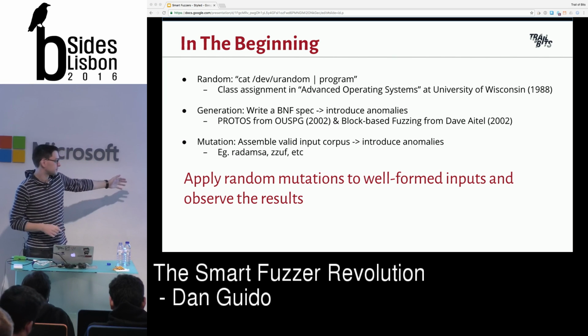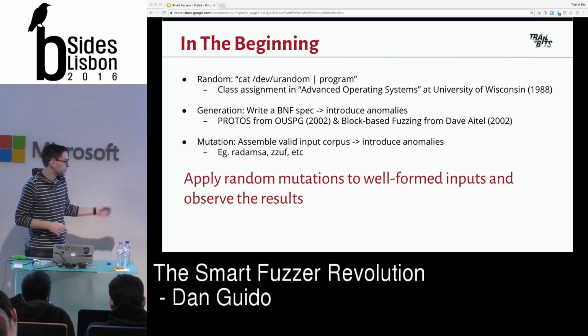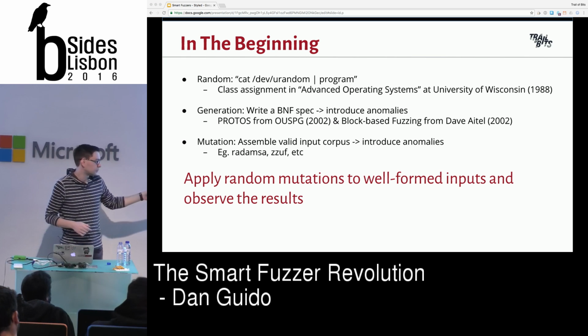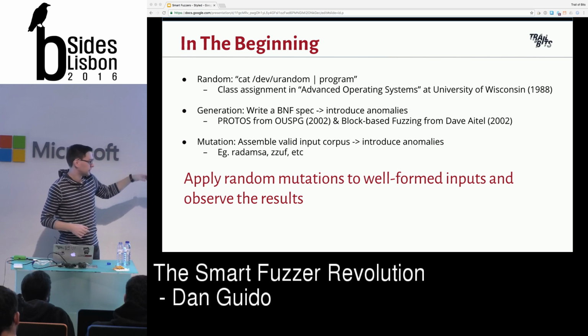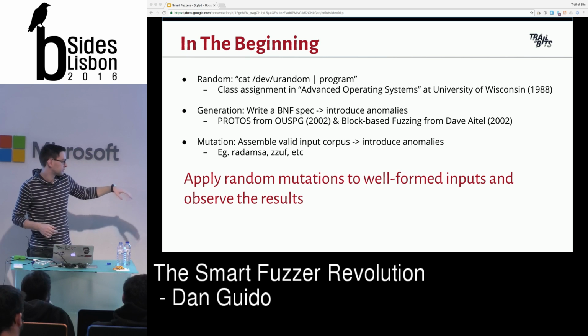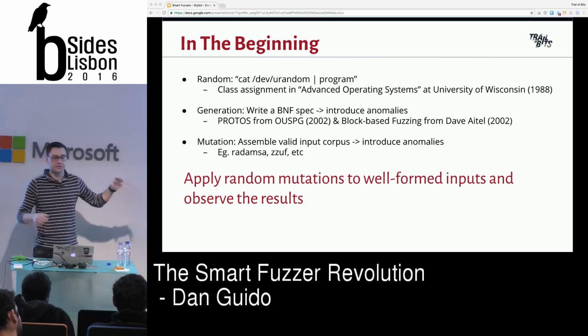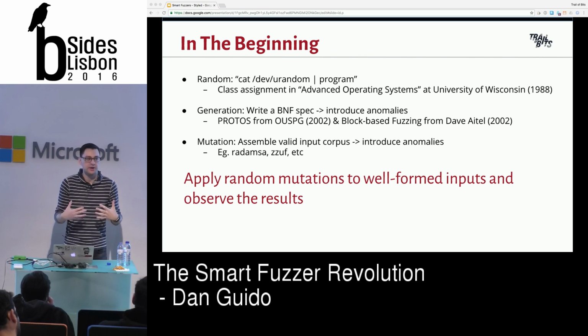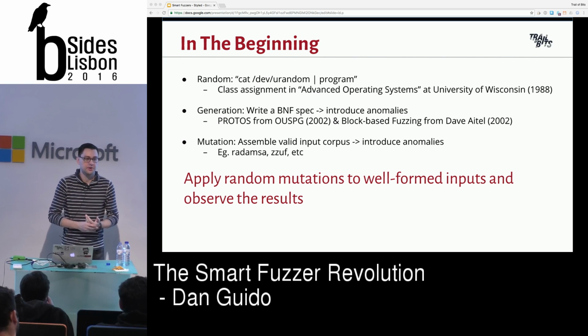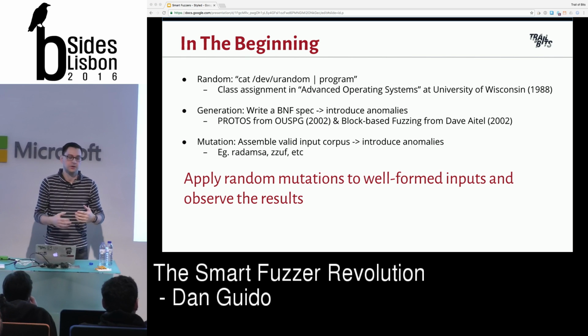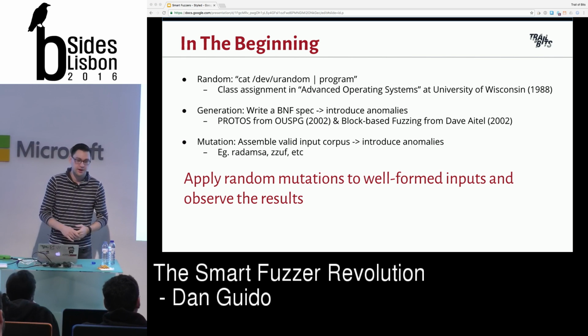So what's common to all of these is that we're simply applying random mutations to well-formed inputs and observing the results. We're just spending more time constructing what we're going to send to those programs, and then hopefully the program that is under test crashes more often.